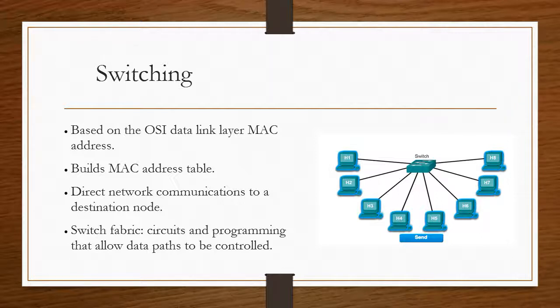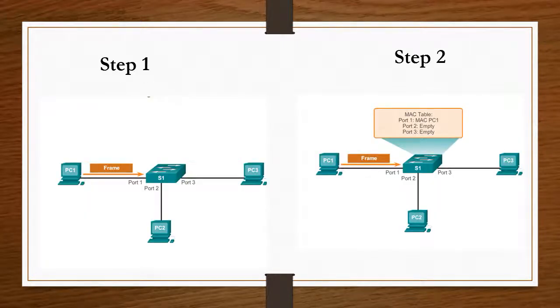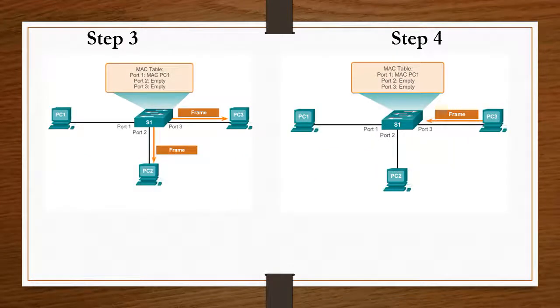A switch determines how to handle incoming data frames with the following procedure. Step 1. The switch receives a broadcast frame from PC1 on port 1. Step 2. The switch enters the source MAC address and the switch port that received the frame into the address table. Step 3. Because the destination address is a broadcast, the switch floods the frame to all ports except the port on which it received the frame.